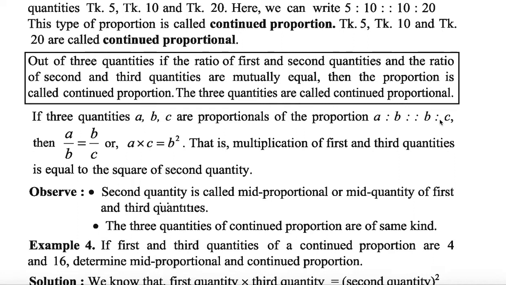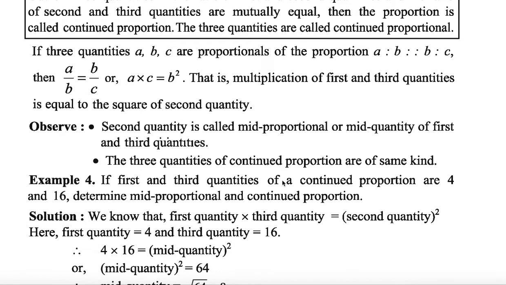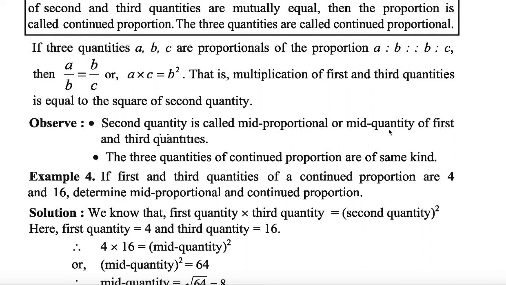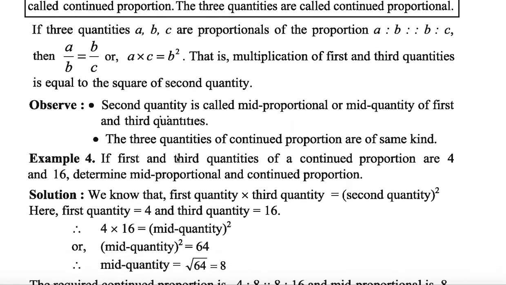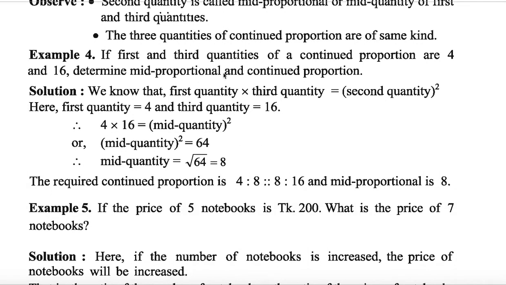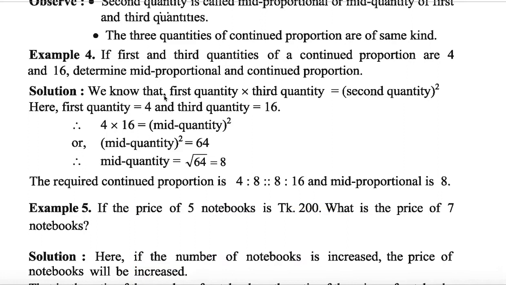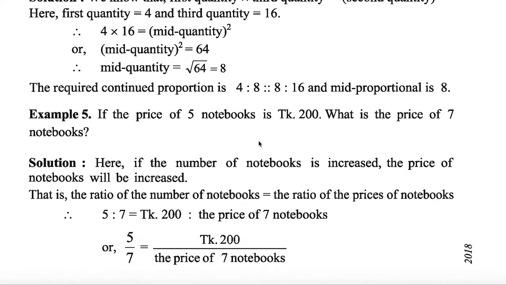Like this: A is to B, B is to C. A by B equals B by C, or AC equals B square. Also, the second quantity is called the mid proportional or mid quantity of the first and third quantities. The three quantities of continued proportion are of the same kind. If the first and third quantities of continued proportion are 4 and 16, you can find the mid, right? 4 into 16 under root, that is nothing but 64 under root, which is 8. 8 is the answer.